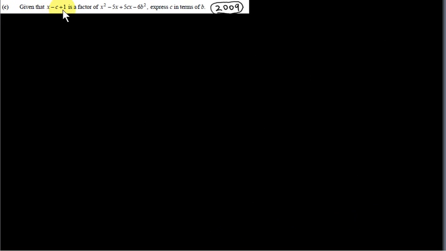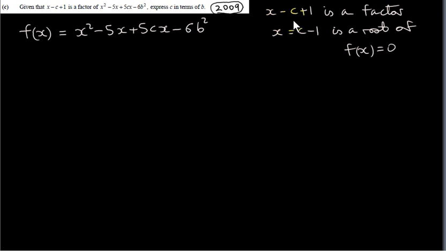Given that x minus c plus 1 is a factor of x squared minus 5x plus 5cx minus 6b squared, express c in terms of b. So c is a constant here, and so is b. Now we apply the factor theorem here. If x minus c plus 1 is a factor, that means that x equals c minus 1 is a root of f of x equals 0.